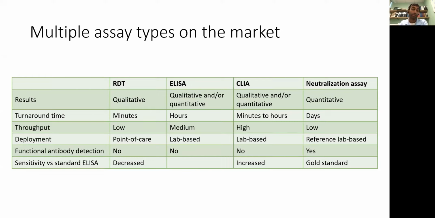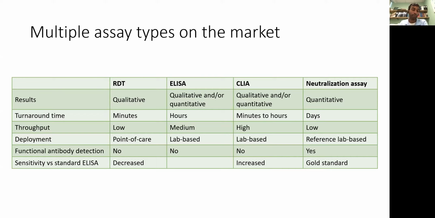The turnaround time here is roughly just minutes with the RDTs. ELISAs typically take a couple of hours. The chemiluminescent assays can be as fast as 18 minutes for the Roche, but generally can take a couple of hours as well. And neutralization assays require days because you are incubating live virus with cells.